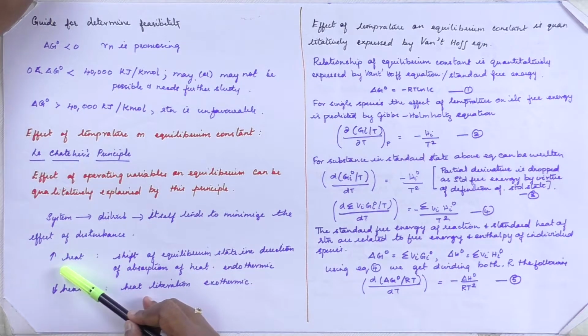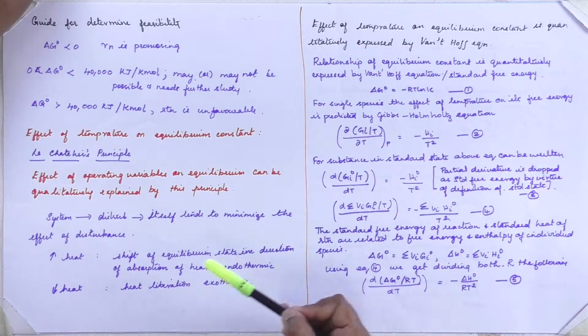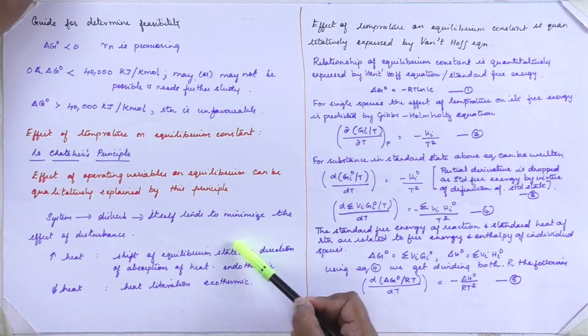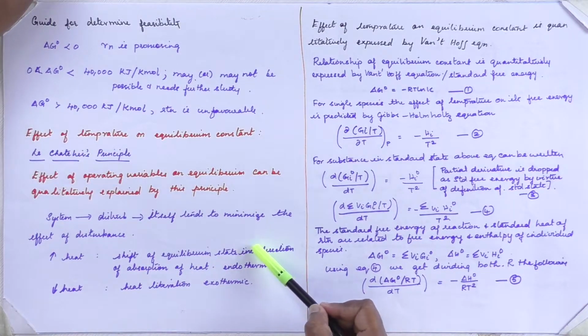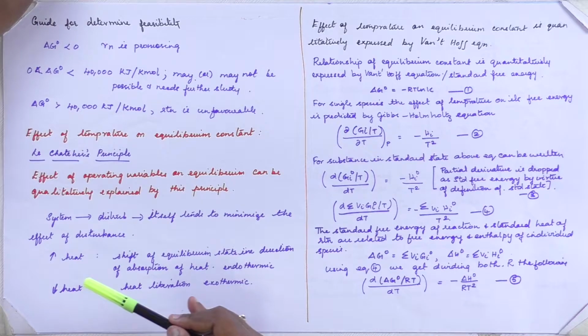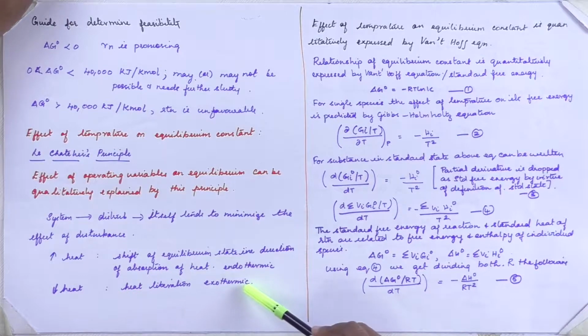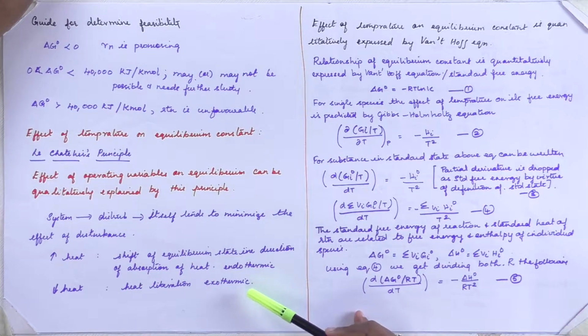So, when the heat of the reaction increases, then the equilibrium state is shifted to absorption of heat and the reaction is said to be endothermic. When the heat is decreased, then the reaction is said to liberate heat and the reaction is said to undergo an exothermic reaction.